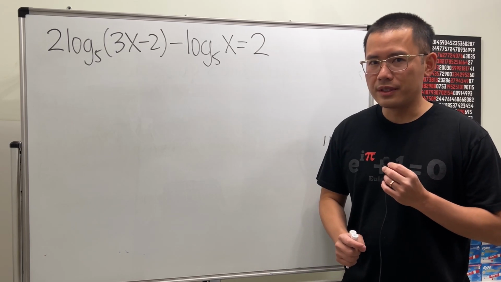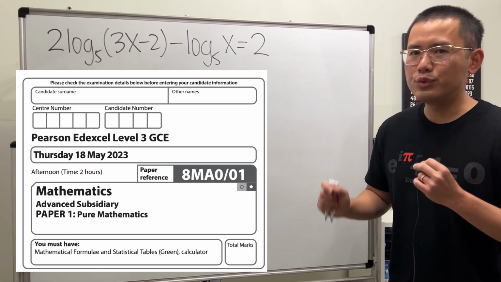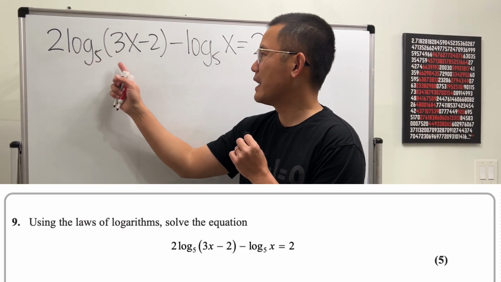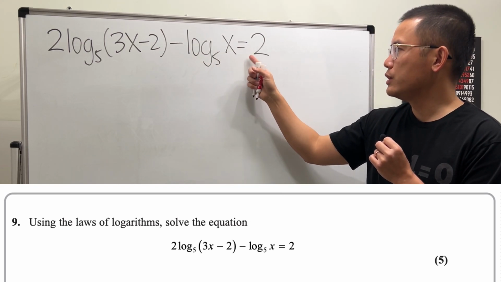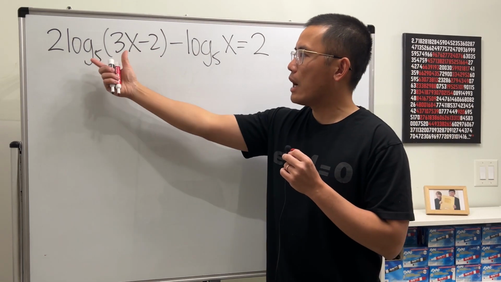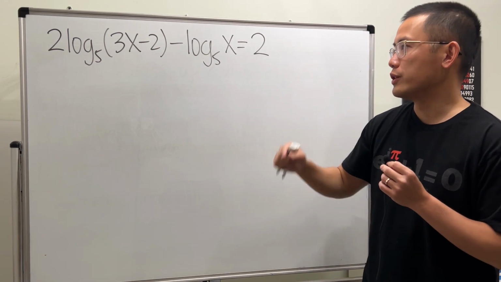Today, I would like to help you understand how to solve this logarithmic equation from the 2023 AS level test. Have a look. We have 2 log base 5 of (3x minus 2) minus log base 5 of x is equal to 2. Keep in mind, based on how the equation is written, we have to pay attention to the domain of the original equation.